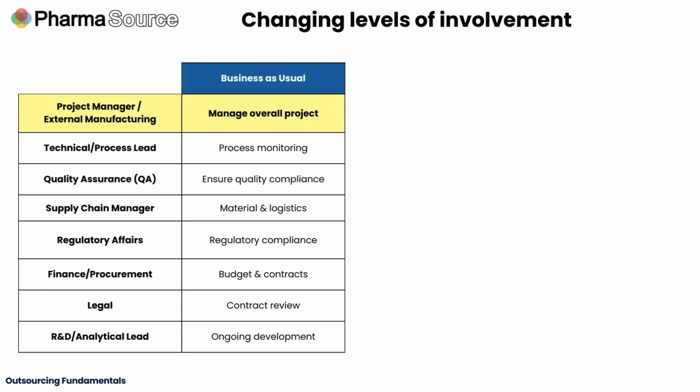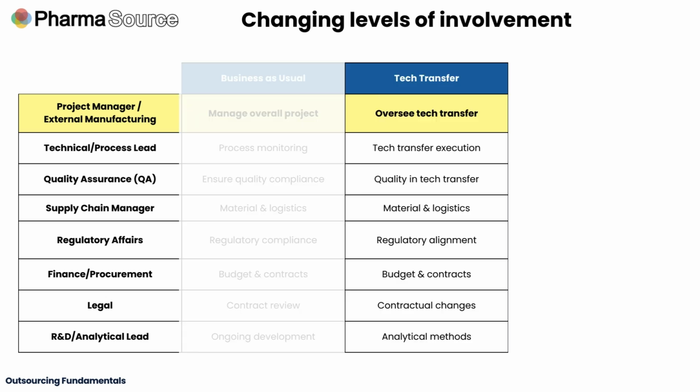First is business as usual. For most ongoing contract manufacturing operations, the project manager will have regular check-ins with their counterpart at the CMO and keep the rest of the team involved as and when they're needed to ensure quality compliance is adhered to and to make sure the project continues to run smoothly and on budget. For a tech transfer, this will require far more involvement from all team members. Technical leads, quality, regulatory affairs, all need to be heavily involved for the successful execution of the tech transfer.